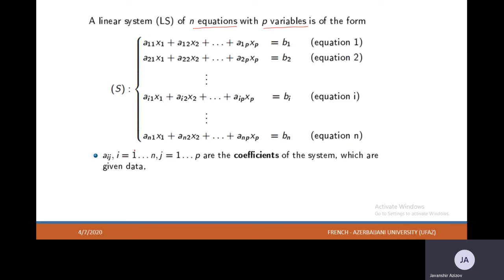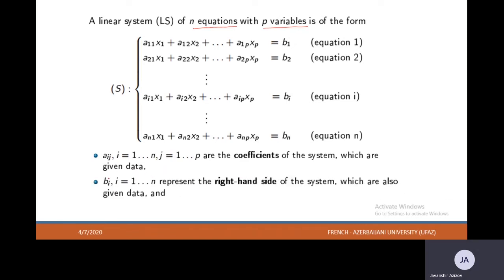Here, aij, where i changes from 1 to n and j changes from 1 to p, are the coefficients of the linear system, which are given data. We know the values of aij. bi, where i changes from 1 to n, represent the right-hand side of the system, this part, which are also given data. xj, where j changes from 1 to p, are the unknowns of the linear system to be determined.